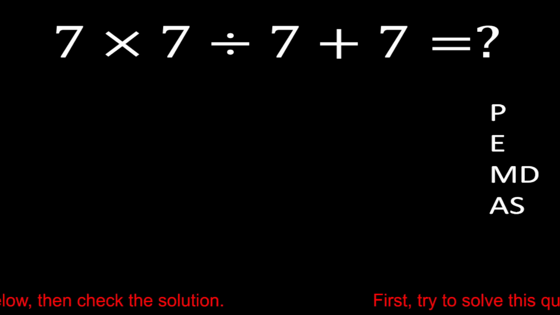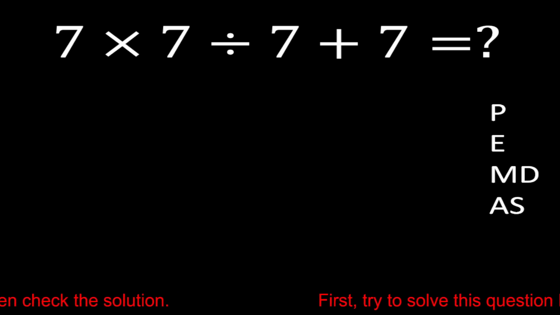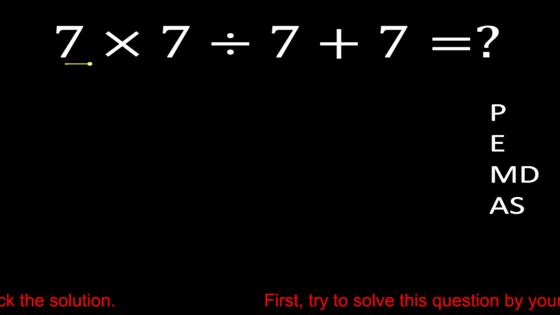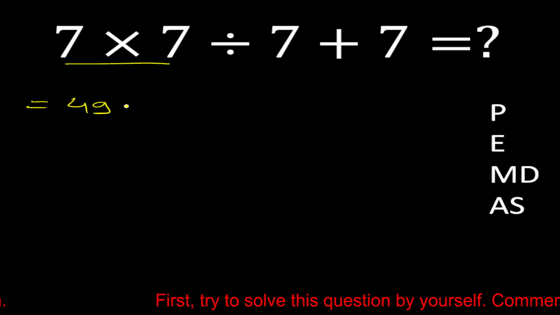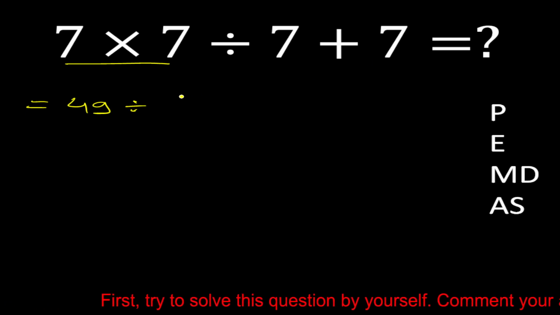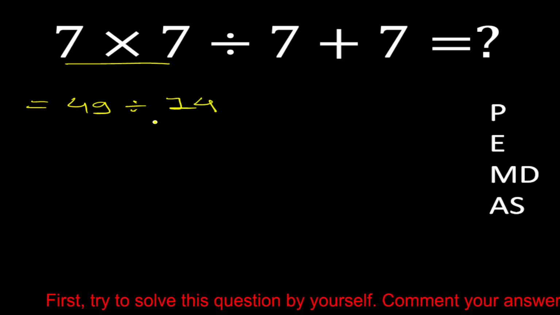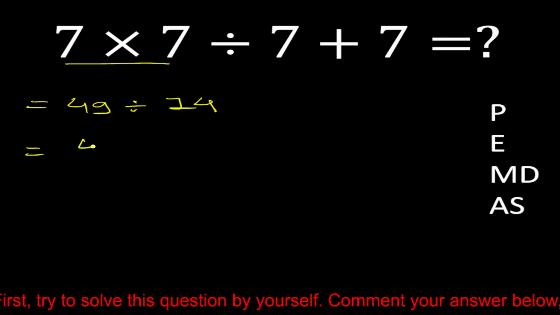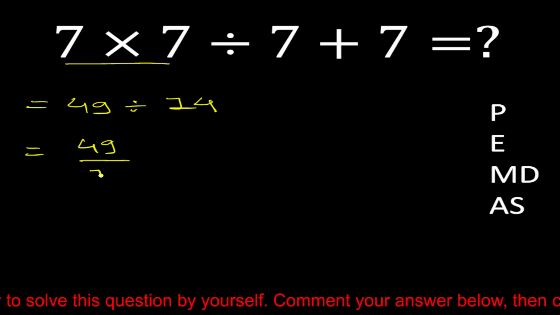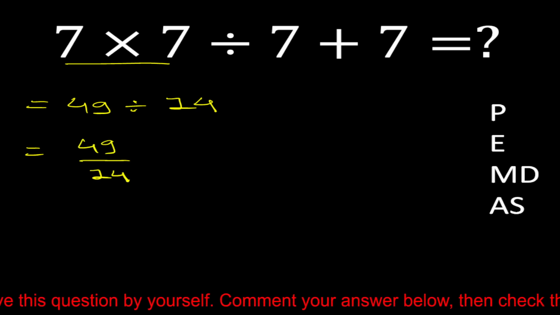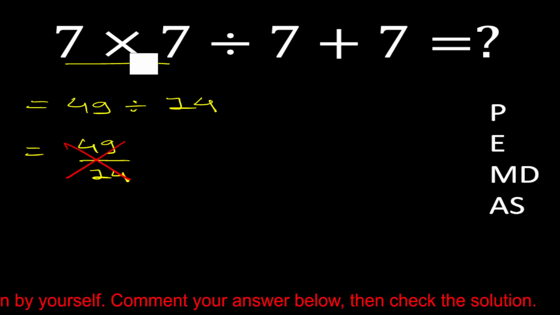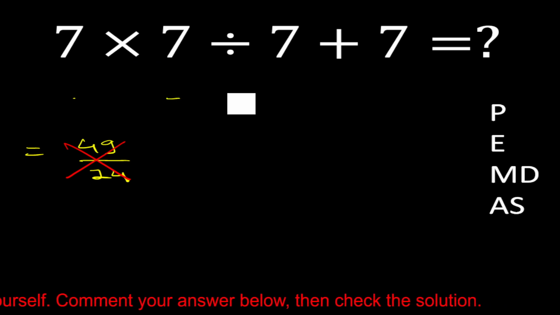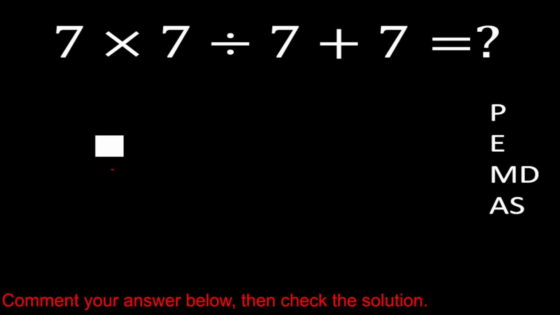So most people solve this question like this: 7 multiply 7 is equal to 49, divide, 7 plus 7 is equal to 14. Okay, so the answer is 49 upon 14. But this answer is not correct. This answer is completely wrong. So now let's solve this problem correctly by using the PEMDAS rule.